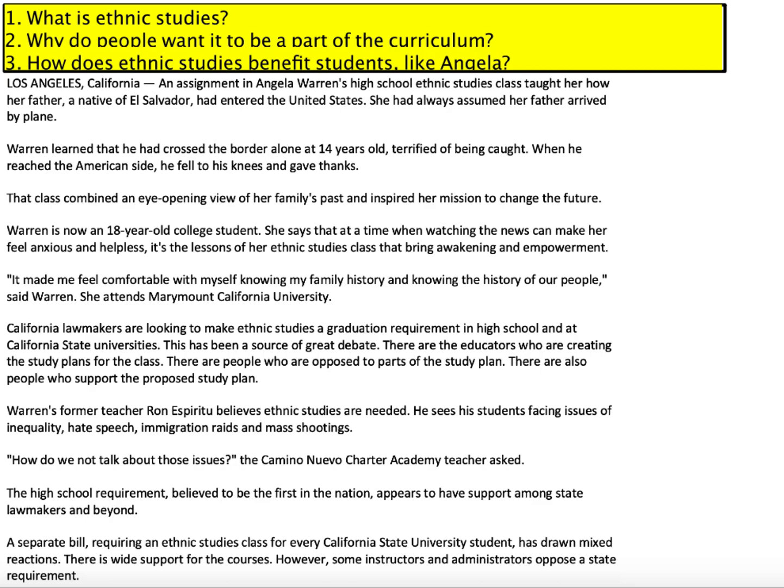An assignment in Angela Warren's high school ethnic studies class taught her how her father, a native of El Salvador, had entered the United States. She had always assumed her father arrived by plane. Warren learned that he had crossed the border alone at 14 years old, terrified of being caught. When he reached the American side, he fell to his knees and gave thanks. That class combined an eye-opening view of her family's past and inspired her mission to change the future.